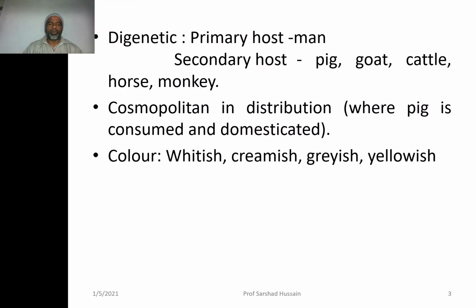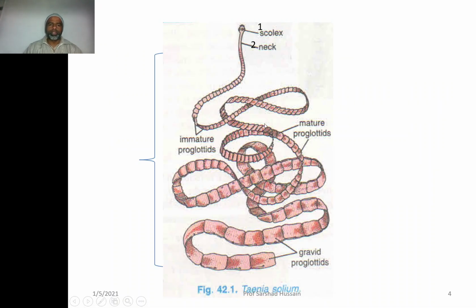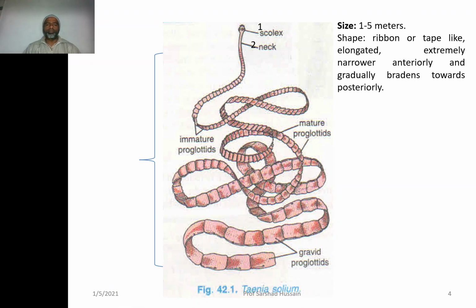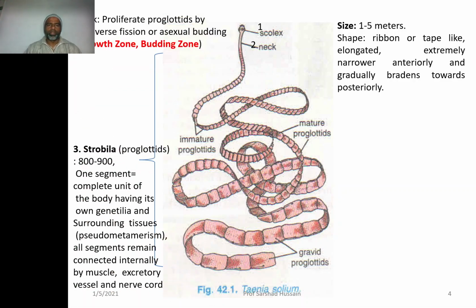The color of Taenia solium is whitish, creamish, grayish, or yellowish. This is the morphology of Taenia solium. Its body is divisible into three major parts. The anterior one is called the scolex. Next to the scolex, there is an elongated small portion called the neck, and next to the neck, all of this portion is called the strobila. So the body has three divisions: scolex, neck, and strobila.